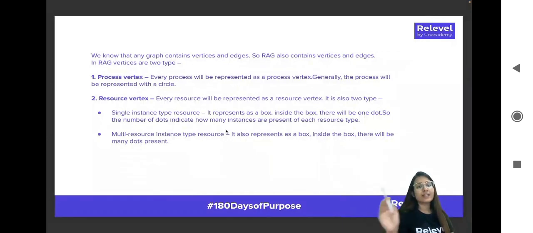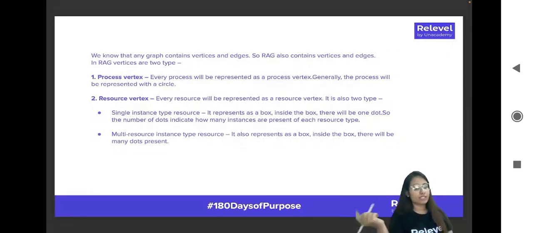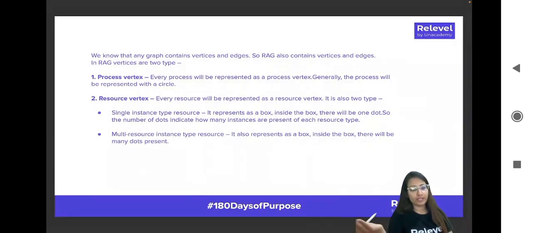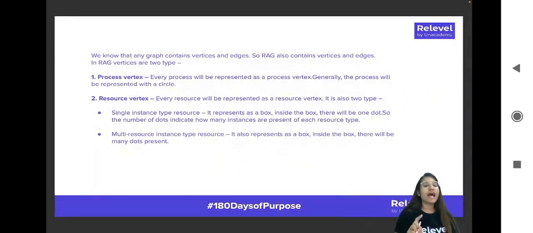Okay. So in this kind of graph, the vertices can be of two types. Firstly, it can be a process vertex or it can be a resource vertex. So processes and resources are going to be represented as vertices. Every process will be represented by a process vertex, and every resource will be represented by a resource vertex. Okay. Generally, the processes will be represented by a circle, whereas a resource is basically something that we can discuss in detail, which is also of two types.